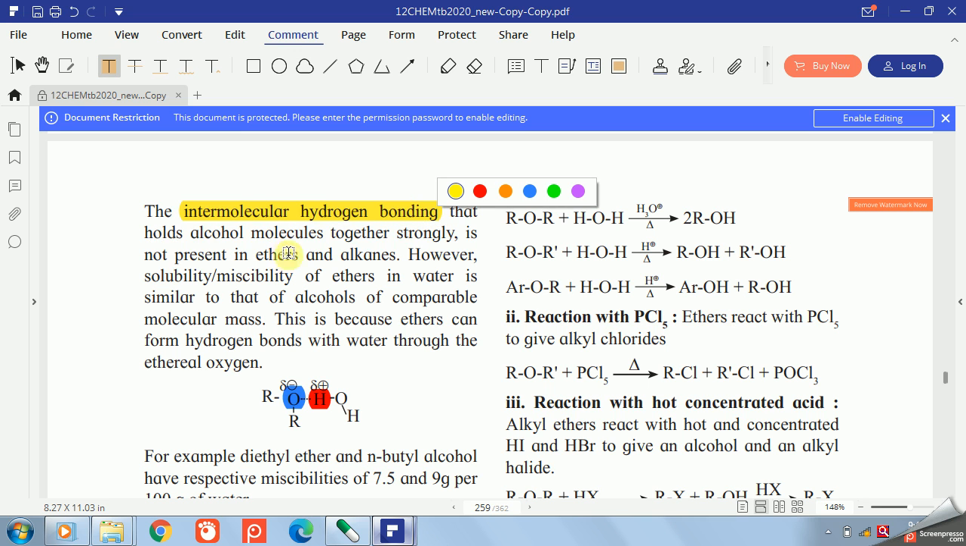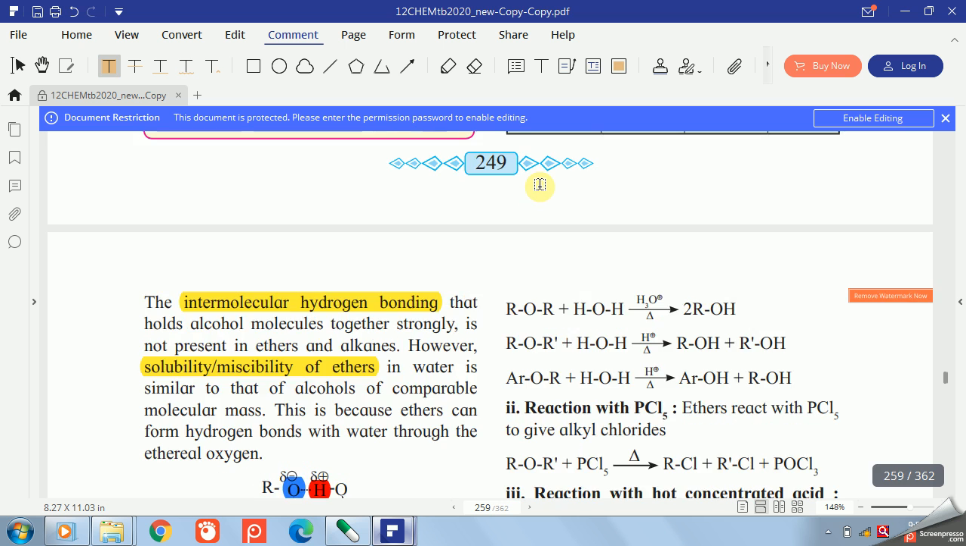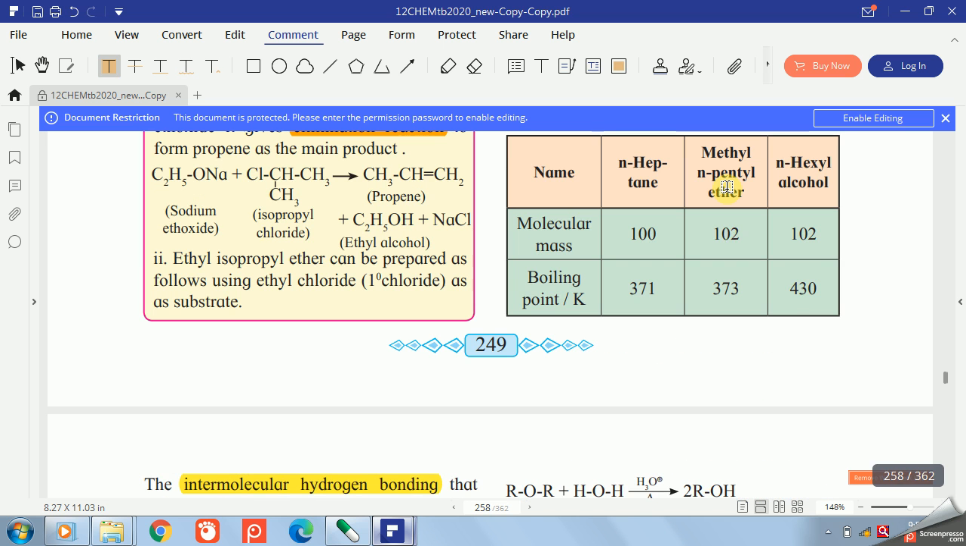And due to that, alcohol molecules associate together strongly. So here we can observe the intermolecular hydrogen bonding of that ether with water, and that's why they are soluble in water, or miscible in water. But two molecules of ether cannot form such type of intermolecular hydrogen bonding. That's why their boiling point is lower than that of alcohol.